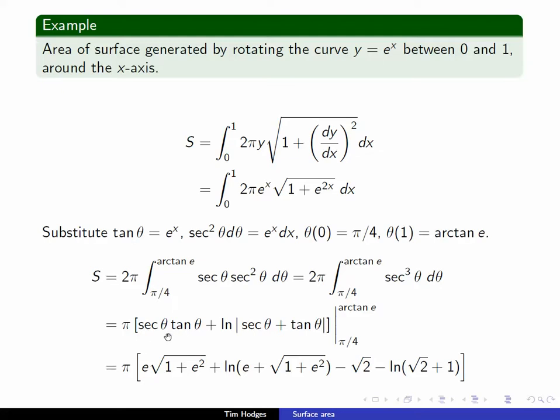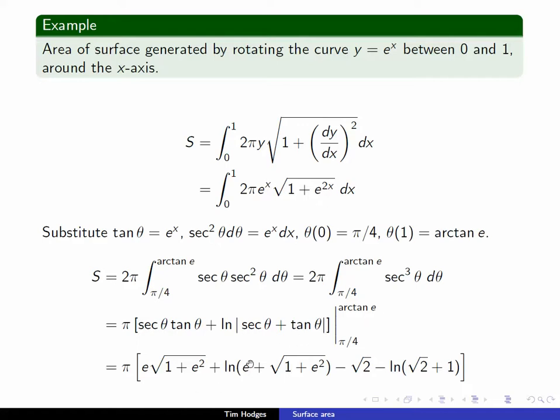So of course, when we evaluate tan at arctan of e, we just get e back. Now secant of arctan of e is root 1 plus e squared, something we can either see using this algebraic identity or by looking at a triangle.